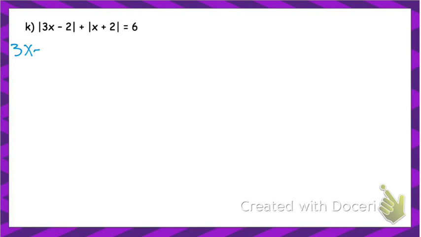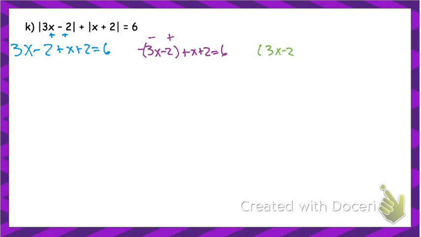One of them, we're going to keep them all positive. All right, that's option 1. So all positive. Option 2, we'll do the first one as negative and the second one as positive. So negative 3x minus 2 plus x plus 2 equals 6. Option 3, still one positive, one negative, but we flip them. So we'll do 3x minus 2. I don't need parentheses at that point. And then we'll make the second one negative.